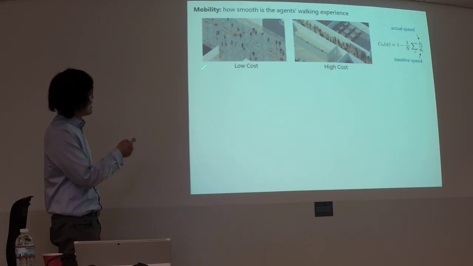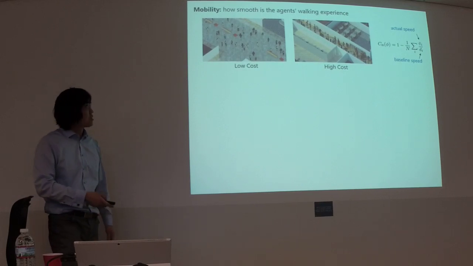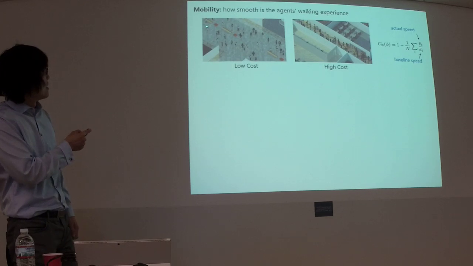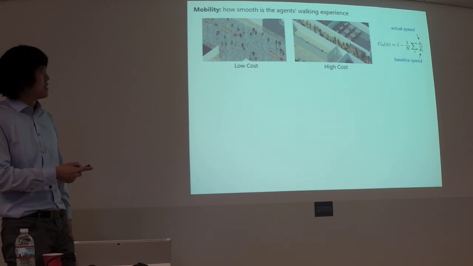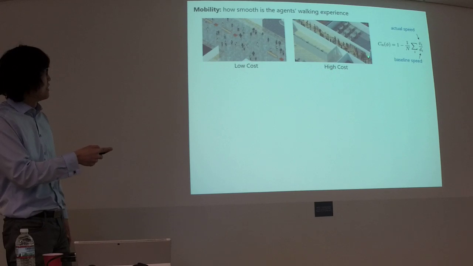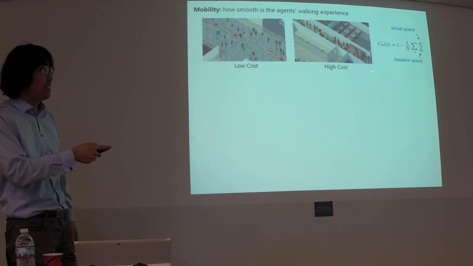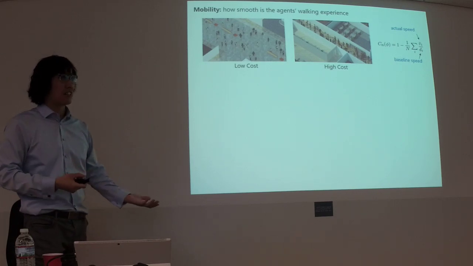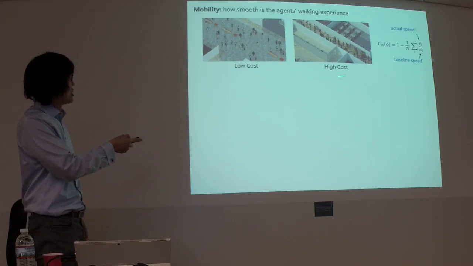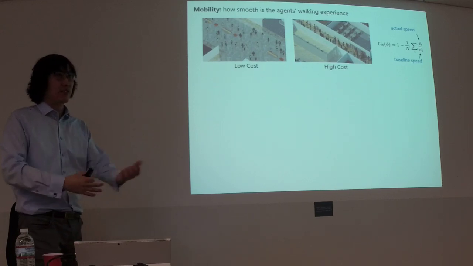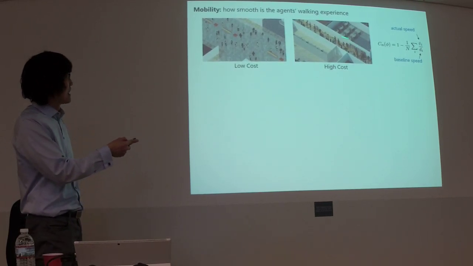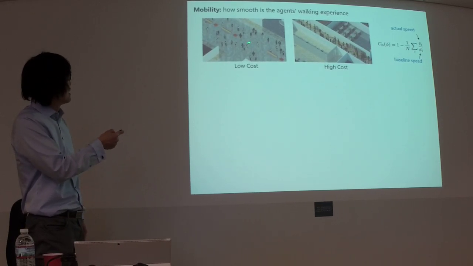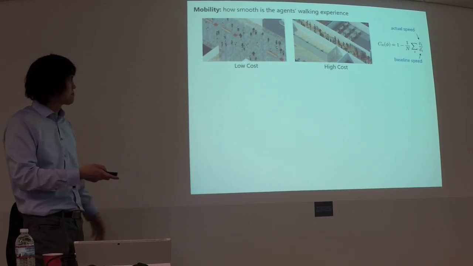So this is the definition of our costs. First, we have a mobility cost, which evaluates how smooth the agent's walking experience is. Basically, if the agent's walking speed is lower than the default walking speed, then that means during the navigation, the agent feels congestion, right? So in that case, we assign a higher cost using this formula. Otherwise, it is a low cost.